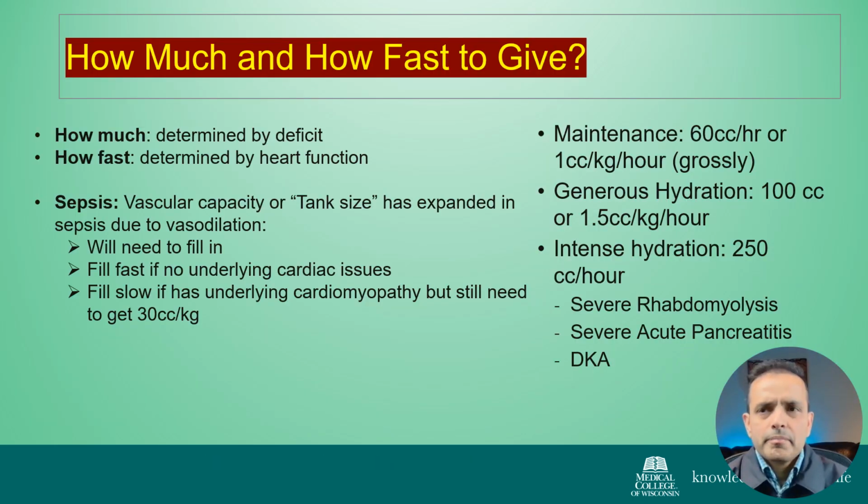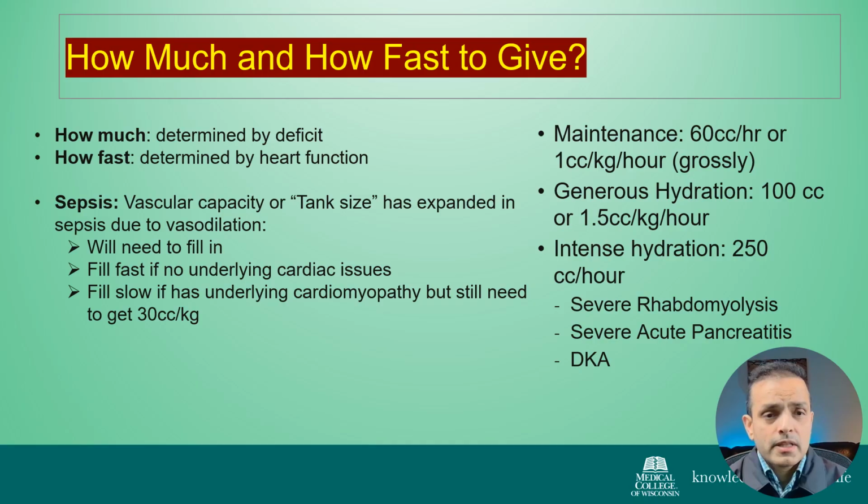Like we just talked about, how much to give is determined by deficit. How fast you give is determined by heart function. Remember two populations: congestive heart failure, especially those with EF less than 40, you don't want to give them too much. And also CKD patients who are on dialysis. Those people, you've got to be cautious in terms of the total volume you are infusing.